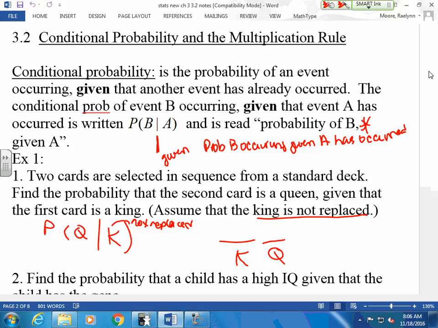So first time through, what is the probability of drawing a king from a deck of cards? 4 out of 52. I have 4 kings. I have 52 cards. Now, I do not replace this. I hold this in my hand. How many cards are left to choose from? 51. And of those, how many of them are queens? 4. So what am I going to do with these guys? Let's multiply. Generally, when they sit like this inside of parentheses, I'm going to multiply. I'm going to multiply the tops, and I'm going to multiply the bottoms.